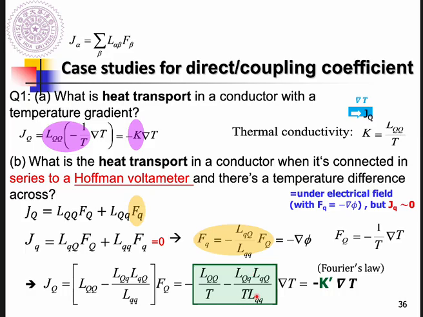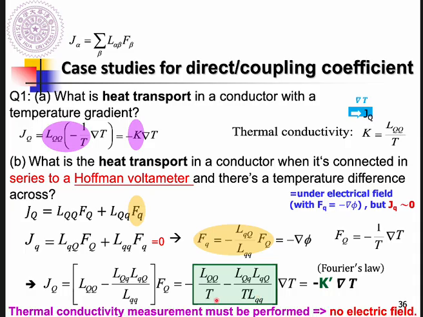So if you want to do a thermal conductivity measurement, you need to make sure there is only one driving force, the temperature gradient, acting on your materials. Otherwise, you are going to underestimate your thermal conductivity. How much lower it is depends on the coupling term: this times this divided by temperature and also the electrical conductivity.